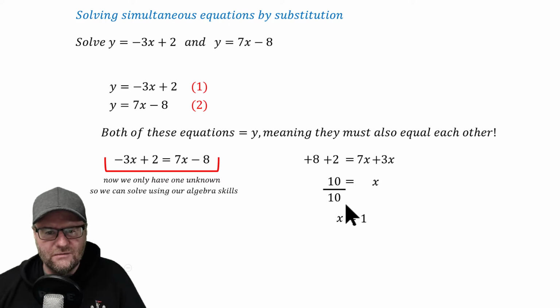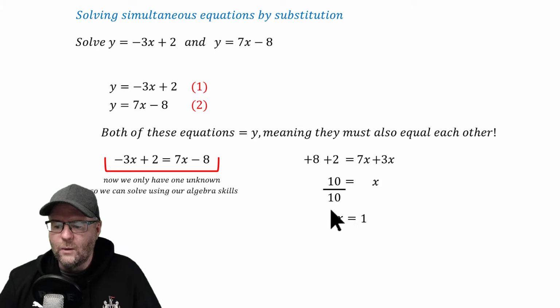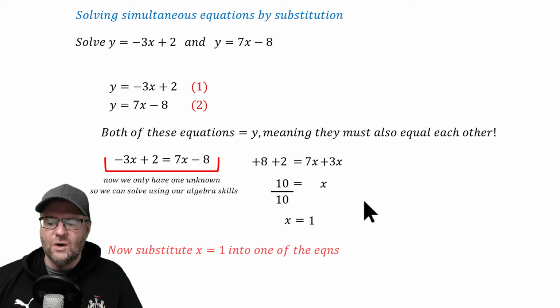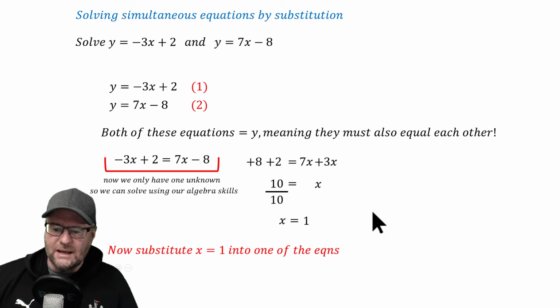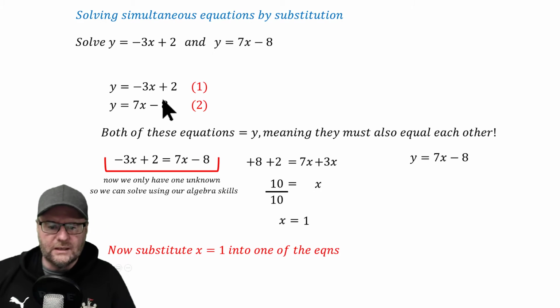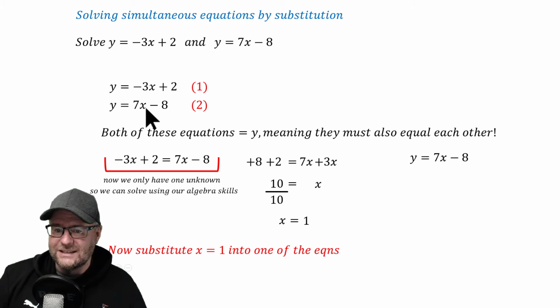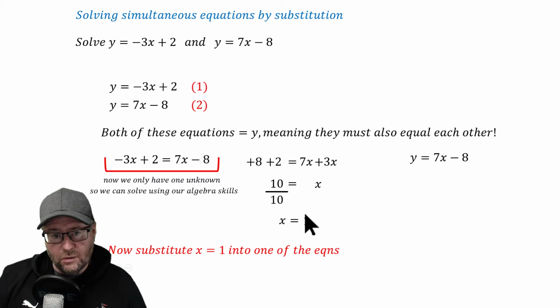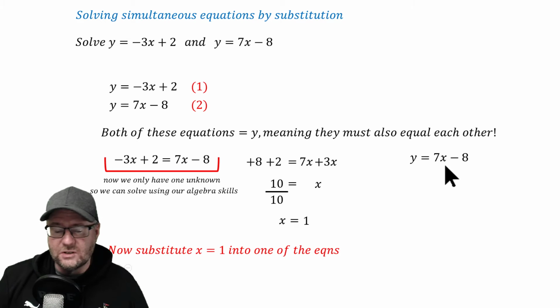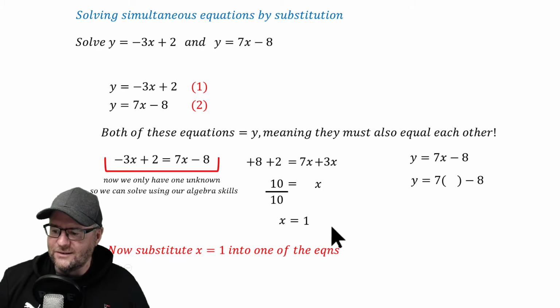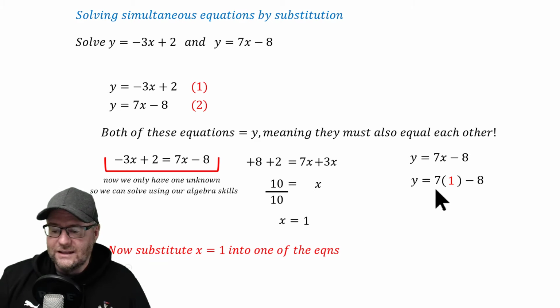Now, how do I find a value for the y? Well, I'm going to take that and substitute it into one of the equations. It doesn't matter which one. In this case, I'll pick number 2. y equals 7x minus 8. Now I know a value for x, so I'm just going to substitute it in. Wherever I see the x, I'm going to replace it with a set of brackets, and in there I'll put my value of 1. Let's calculate it.